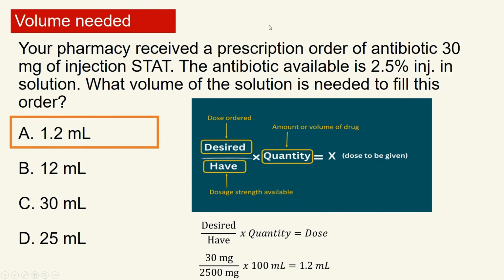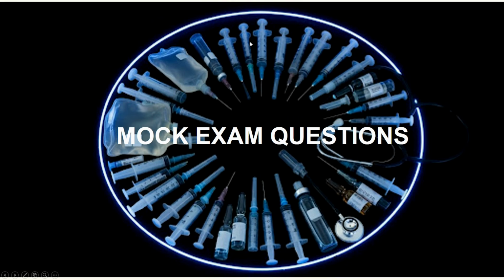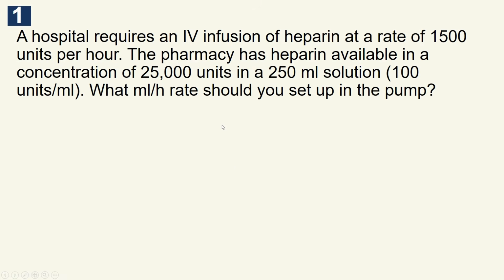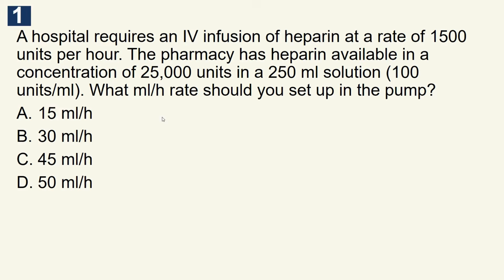Next, here I'd like to go over some mock exam questions, that means exam style questions, how the examiners always test in the board exams. So the first question: a hospital requires an IV infusion of heparin at the rate of 1500 units per hour. The heparin available concentration is 25,000 units in 250 mL solution, which is 100 units per mL. The question is asking, what is the mL per hour rate, meaning the flow rate you should set up on the pump?